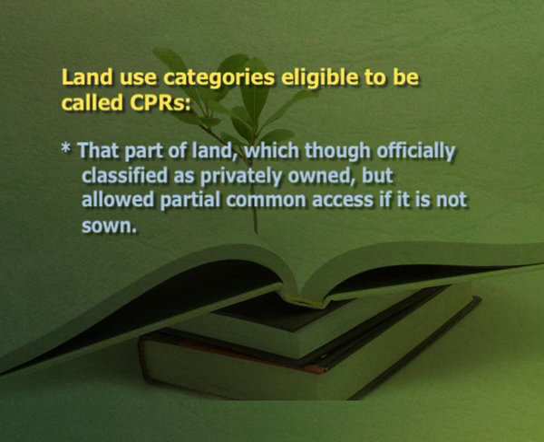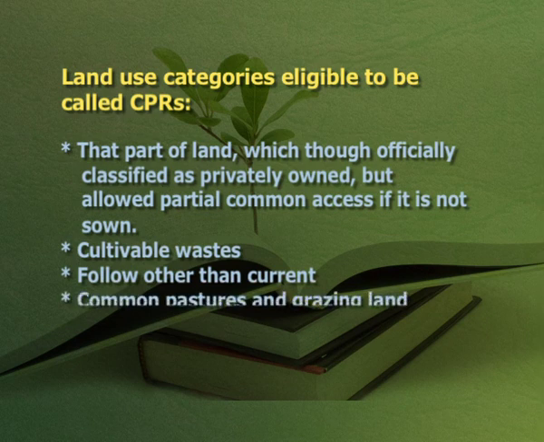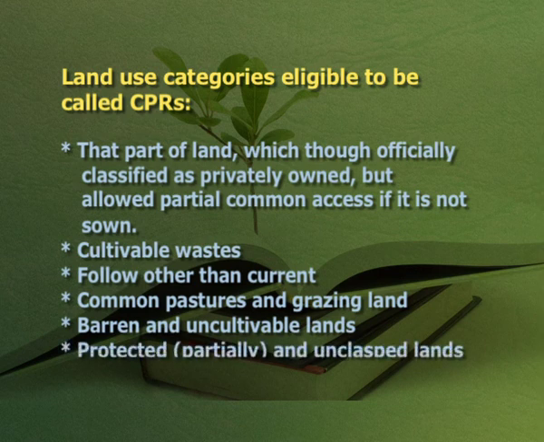Cultivable waste, partial user rights by convention. Fallow other than current, user rights by convention. Common pastures and grazing land, user rights by law as well as convention. Barren and uncultivable lands, user rights by convention. Protected or partially and unclaimed lands, user rights by law and convention. There is considerable degree of variation in the extent of CPR in different states in India and over time.